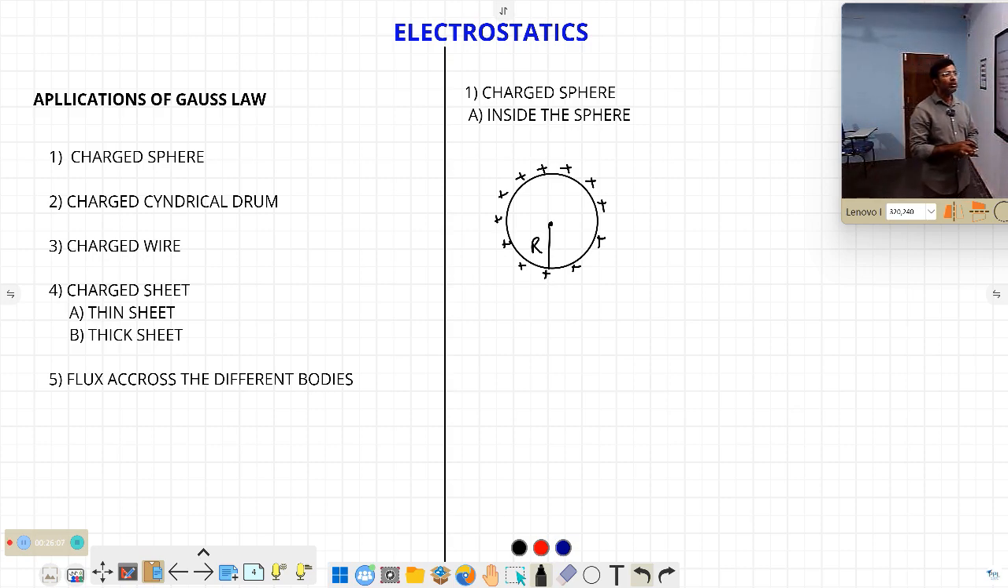No flux, no electric field intensity. So directly I am calculating here the concept of flux. Is the flux present or not? Based on that, the electric field is there or not. We can check it. Now here the charges are on the surface.